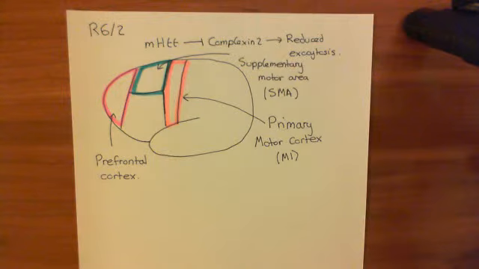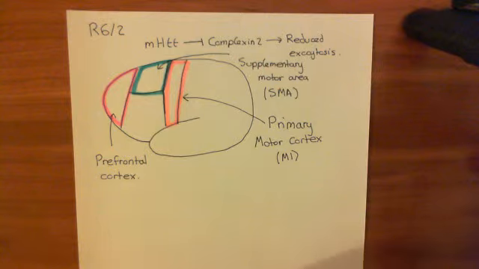Okay, so welcome to this next video in which we are discussing Huntington's disease and the role of the complexins in Huntington's disease. Okay, so now we're in the process of trying to understand why neurodegeneration of the basal ganglia causes chorea, this involuntary dancing movement.